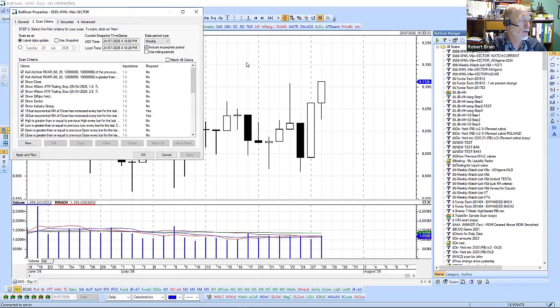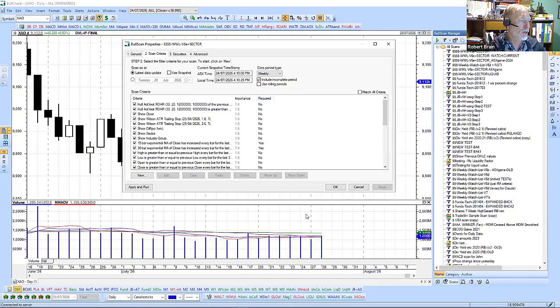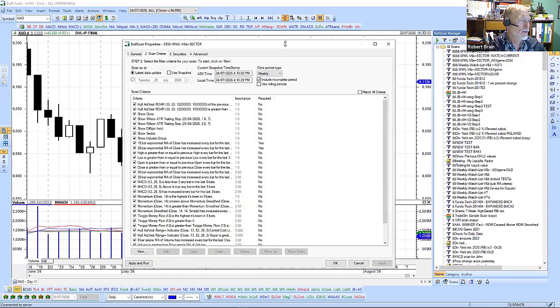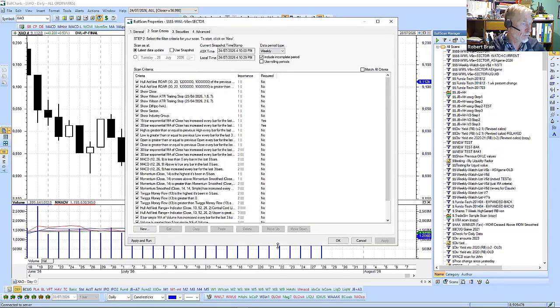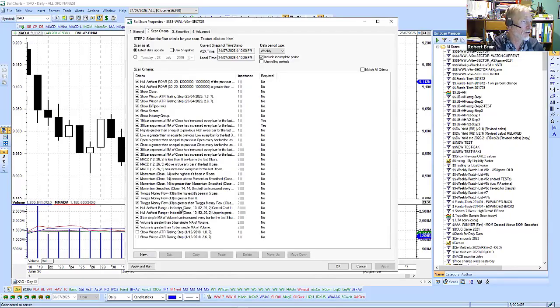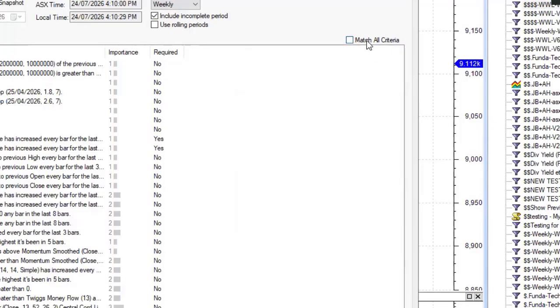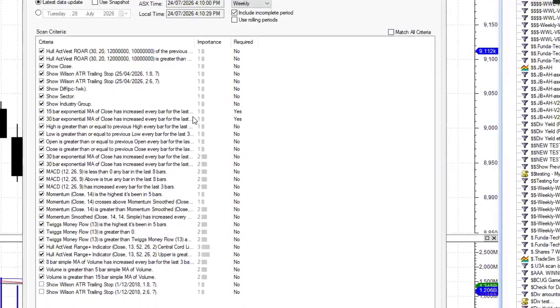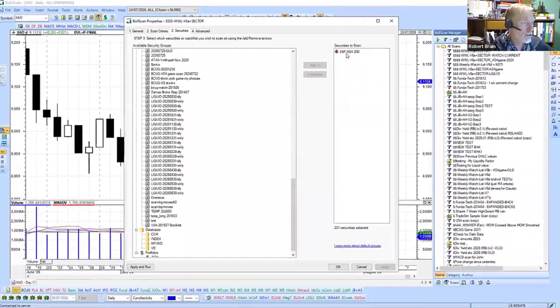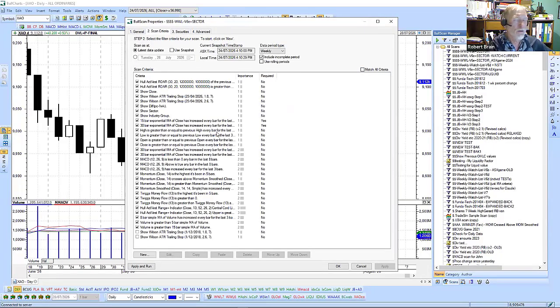This is a scan that I run once a week on a Friday night. In this one, it looks complicated, but it's not, because most of these criteria say show. I've unticked the match all criteria box. When you do that, 2 more columns become visible. Required, and I've only got 2 criteria here that are required. So when I scan through my XJO, the stock is selected and goes into the results table, provided these 2 criteria are met.